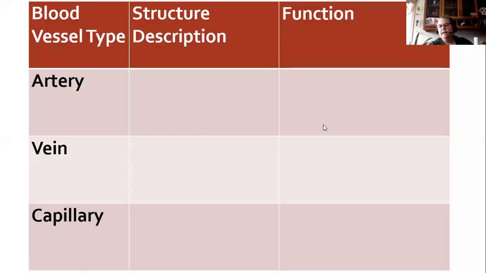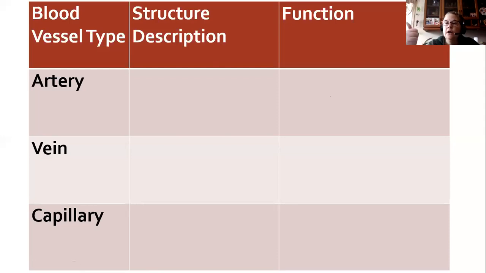Okay, so if we take a look here, normally in a class I would have you try to write this out, but what we have here is the vessel type, a description of the vessel, and then a function. So I'd like you to come up with two different descriptions of an artery. What would be two things that I could use to describe an artery? Even if you just type in one thing.